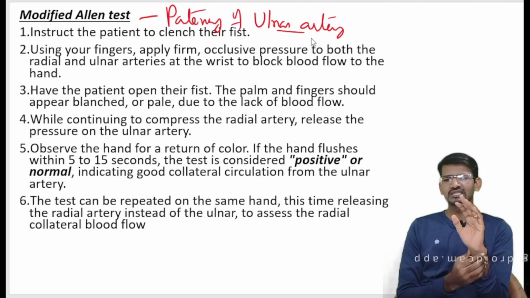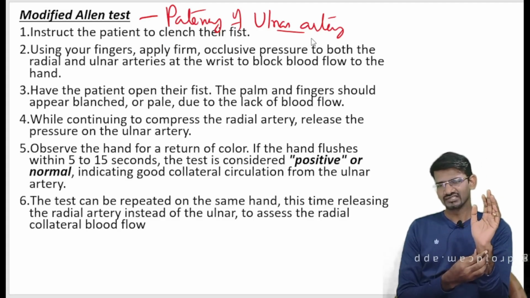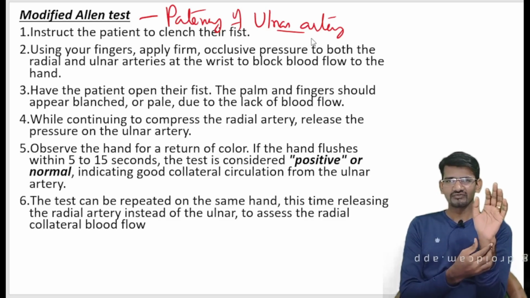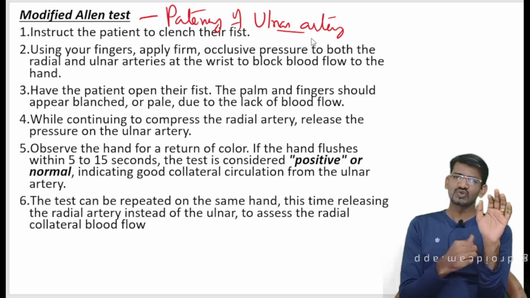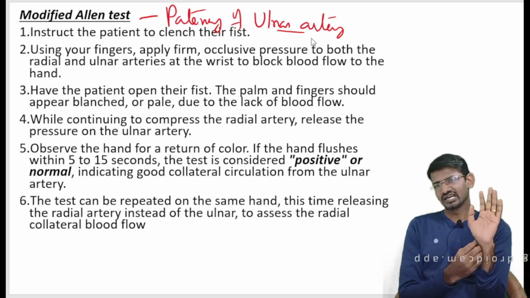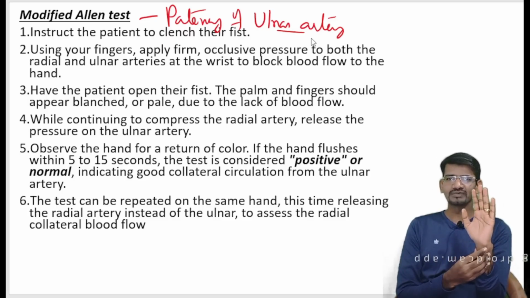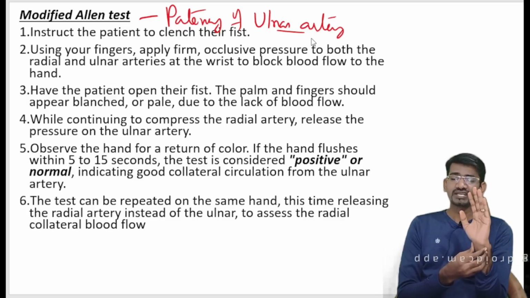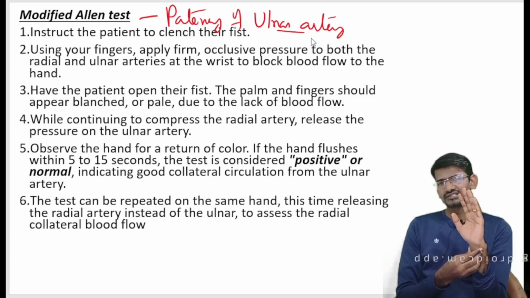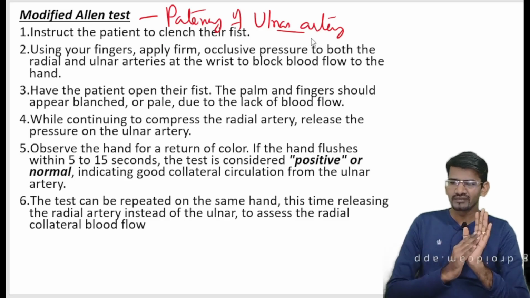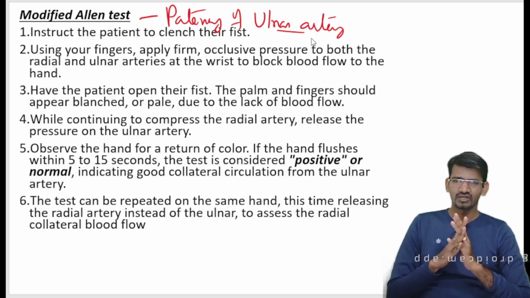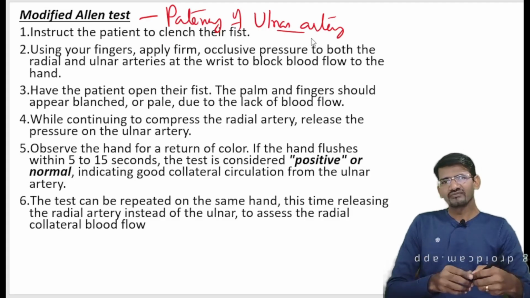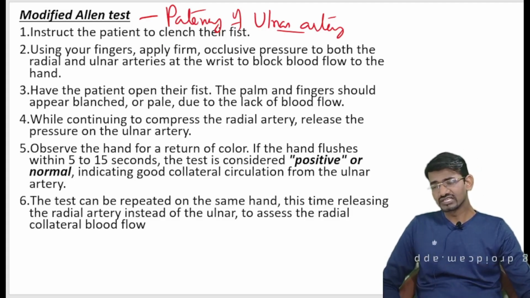Similarly, this can also be done on the same hand, but this time we release the pressure over the radial artery to check the patency of the radial artery as well. But this is not commonly done. As I have told, the Allen test is majorly done to know the patency of the ulnar artery. If you release the pressure over the ulnar artery and the palm turns pink, then it is a positive test.